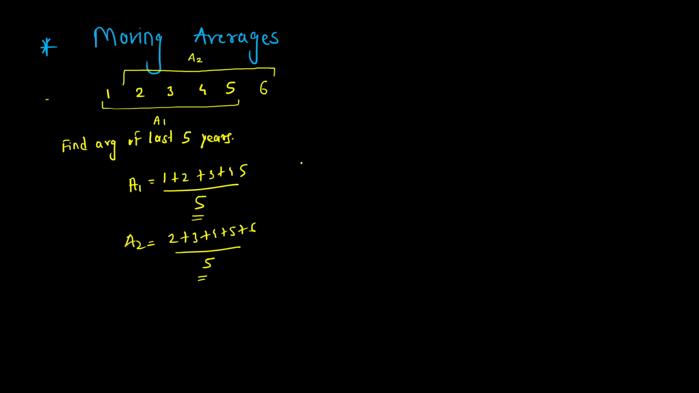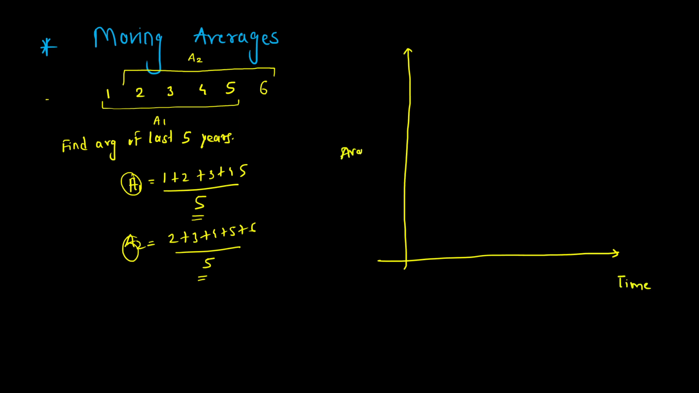Now if we plot a graph of these readings A1, A2 and keep on going, we will get a trend line here. We will get the value of the trend line. So this is the time and this is the average. There is an A1 here, then we get an A2, then let's say A3, then A4. These are the points. If we connect these points with a smooth line, then we will get the line here.